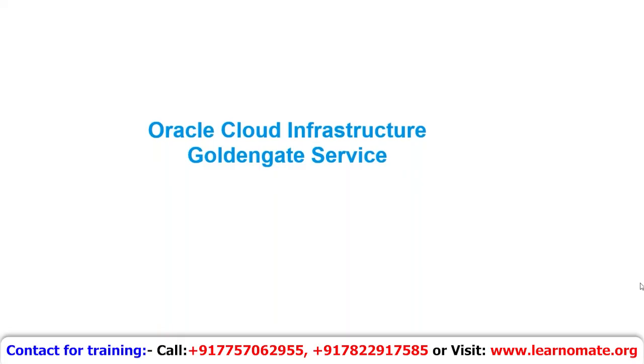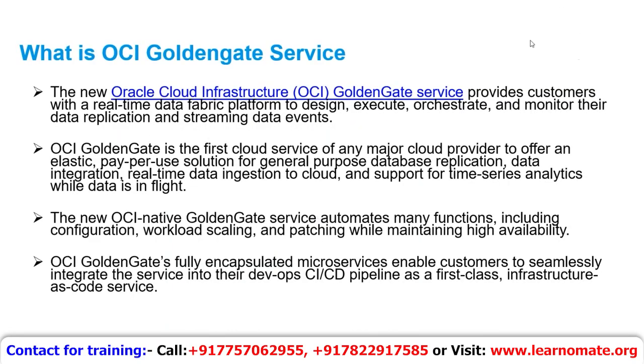Okay. Oracle OCI GoldenGate service. There is one more thing before I end this session. I want to discuss this OCI GoldenGate service. OCI GoldenGate service, Oracle Cloud Infrastructure GoldenGate service, provides customers with a real-time data fabric platform to design, execute, orchestrate, and monitor their data replication and streaming data events. OCI GoldenGate is the first cloud service of any major cloud provider to offer an elastic pay-per-use solution for general purpose database replication, data integration, real-time data ingestion to cloud, and support for time series analytics while data is in flight.